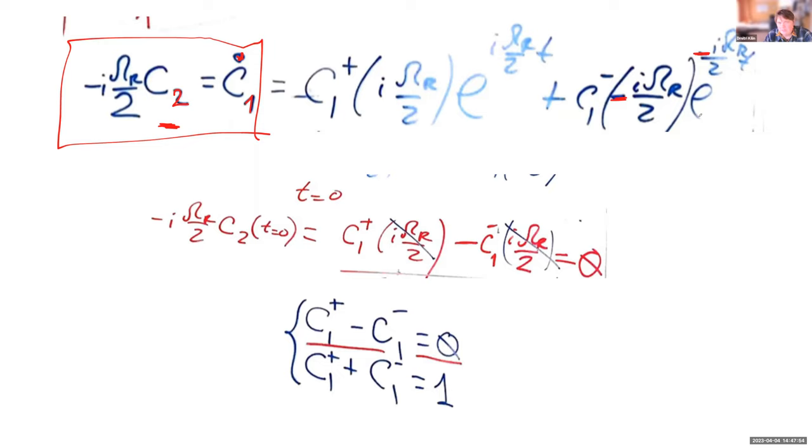So by observing this equation in the limit time equals zero and canceling the Rabi frequency, one arrives at an additional equation: the subtraction of these plus and minus coefficients must be zero. And now we arrive at a linear algebraic set of equations that would allow us to solve for the plus and minus coefficients.